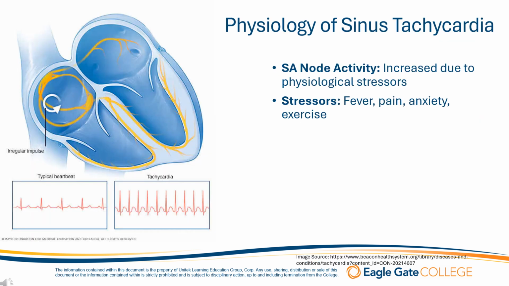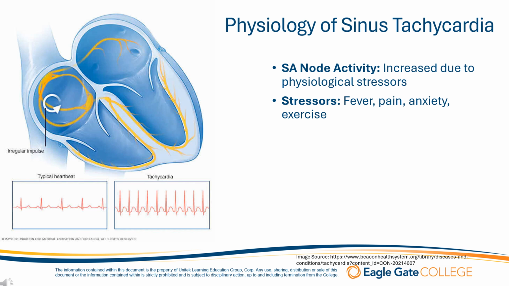Understanding the physiology of sinus tachycardia involves examining the role of the SA node and the various stressors that can trigger an increase in heart rate. The sinoatrial or SA node, located in the right atrium of the heart, is known as the natural pacemaker of the heart. It initiates electrical impulses that travel through the heart, causing it to contract and pump blood.